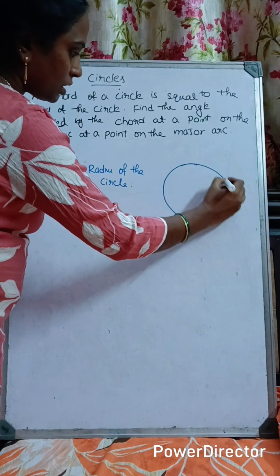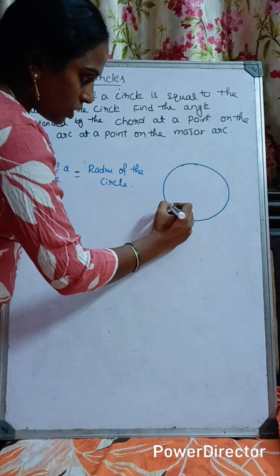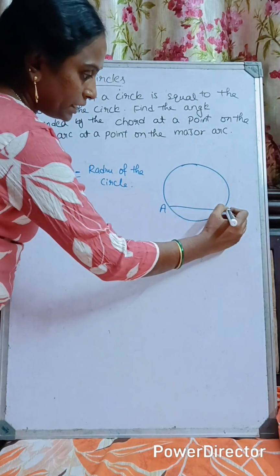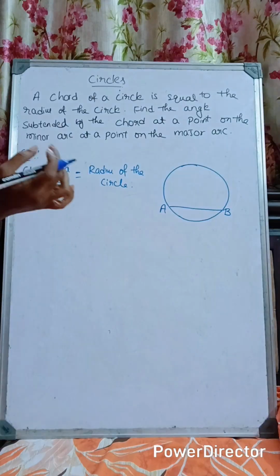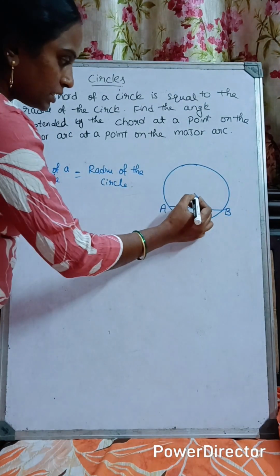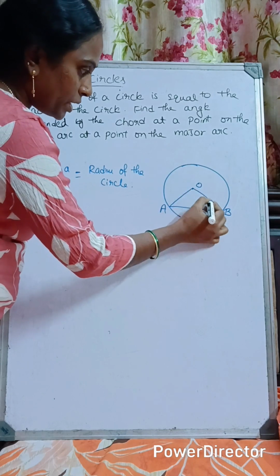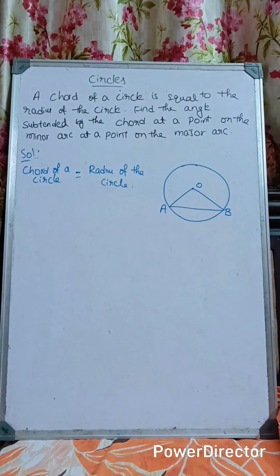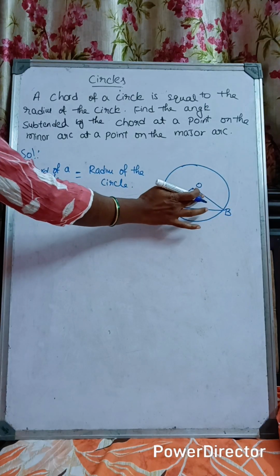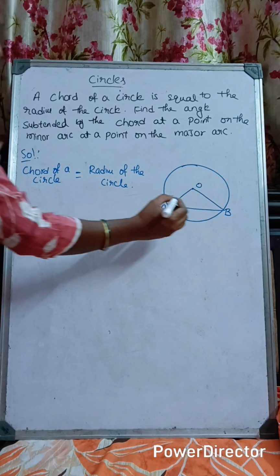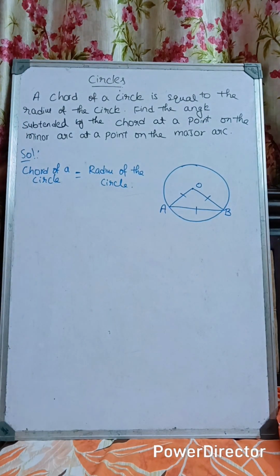Now, from the given data, a chord of a circle, which is the chord? AB is the chord, right? A chord of a circle is equal to the radius of the circle. That means center O is this one. OA and OB are the radius, right? Yes. So from the given data, the chord is equal to the radius of the circle. That means we can write OA is equal to OB is equal to AB.